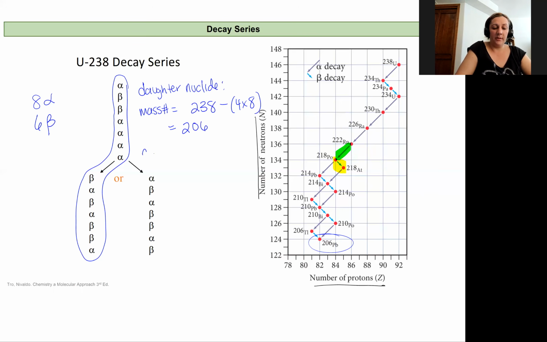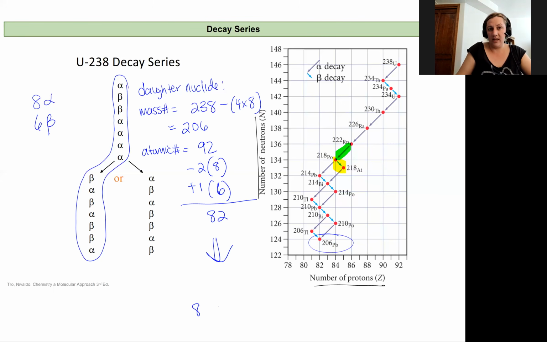Now for my atomic number, for my daughter, I am going to start with my atomic number for uranium, which is 92 from the periodic table. Then I'm going to subtract 2 times the number of alpha decays, which is 8, and add 1 times the number of beta decays that I have. That's going to give me a value of 82. So I've got an atomic number of 82 and a mass number of 206. That 82, if I look on the periodic table, corresponds to lead. And sure enough, that is where both of my decay routes end up.